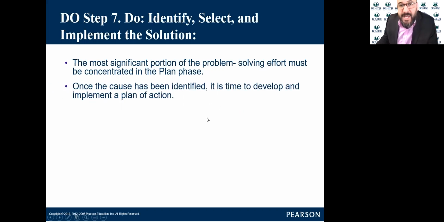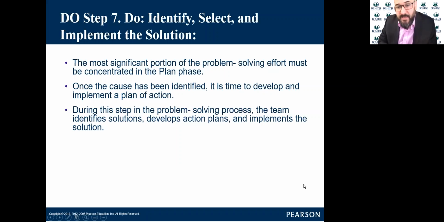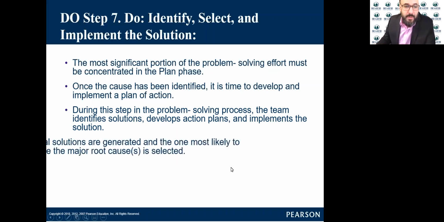Once the cause has been identified, it is time to develop and implement a plan of action. So we identify the problem deeply. We fully understand what the problem is. Now we should go and implement a plan of action. During this phase of the problem solving process, the team identifies solutions, develops an action plan, and implements the solution. So now it's time to develop some solutions, develop some action plans, and then you implement the solution.